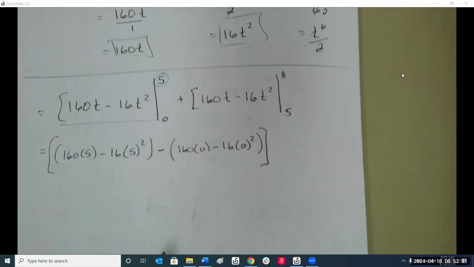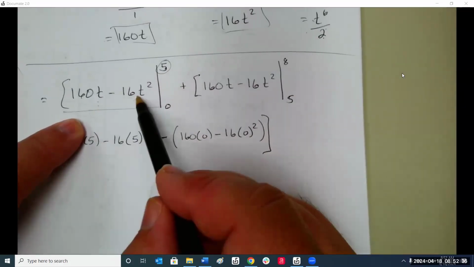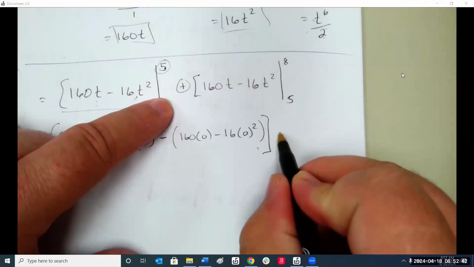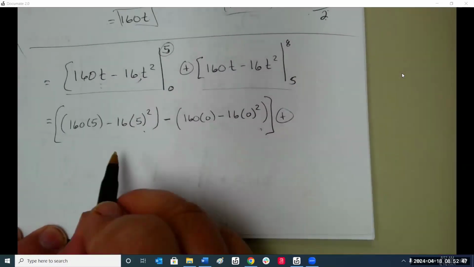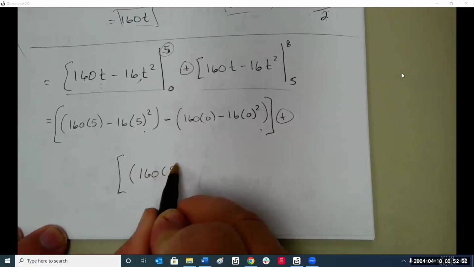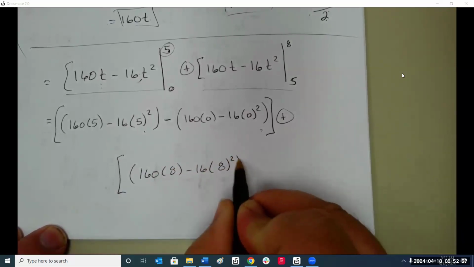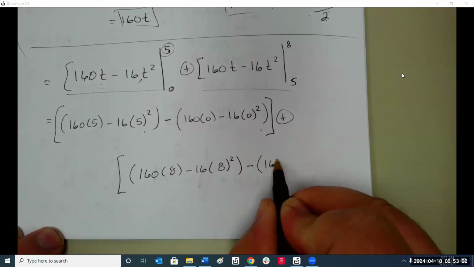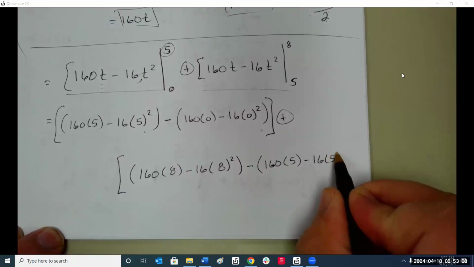That's this first equation. I take this one, both t's go to 5 and both t's go to 0, plus, now I do the second equation. 160 times 8 minus 16(8) squared, minus 160 times 5 minus 16 times 5 squared.